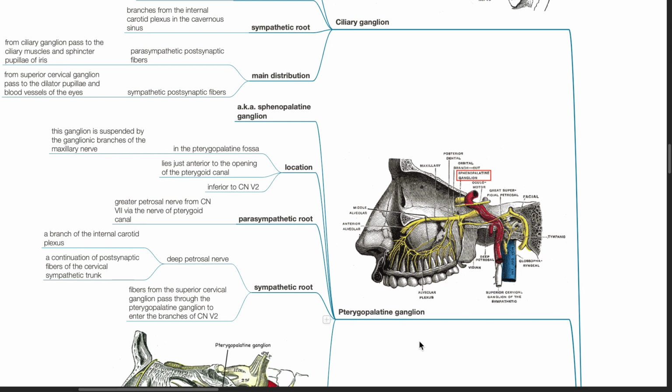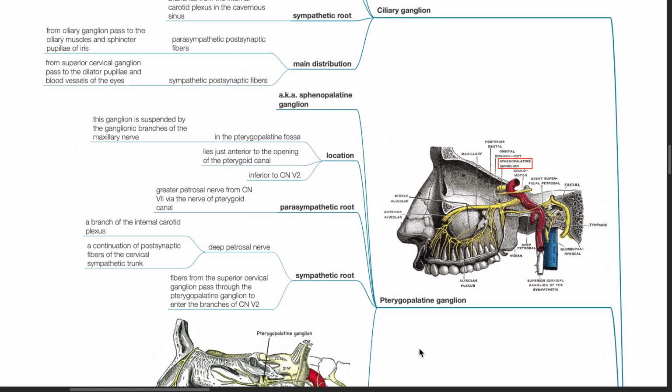The pterygopalatine ganglion, also known as the sphenopalatine ganglion, is located in the pterygopalatine fossa. This ganglion is suspended by the ganglionic branches of the maxillary nerve. This ganglion lies just anterior to the opening of the pterygoid canal and lies inferior to cranial nerve V2.